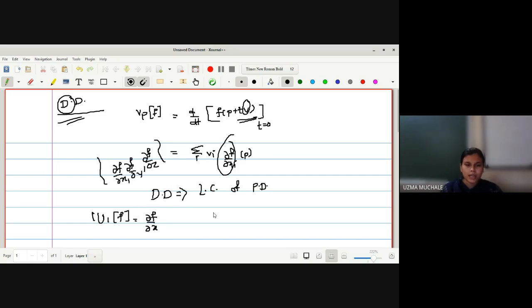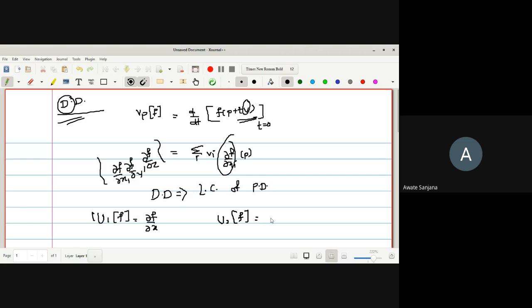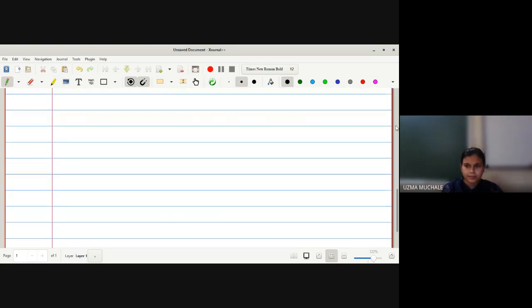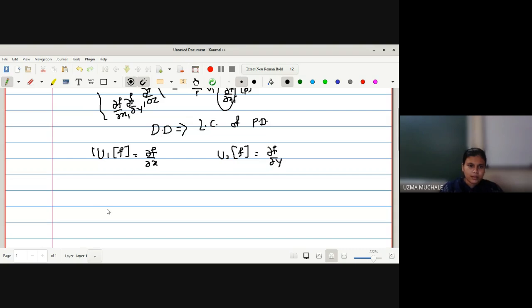Does everyone remember the u1[f], u2[f] we have found? u2[f] is ∂f/∂y, and the next one, u3[f], is ∂f/∂z. So in general, I can write u_i[f], the directional derivative of the function f in the direction of u_i, is nothing but ∂f/∂x_i. This we have seen in the last lecture.